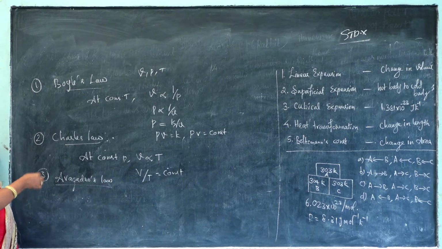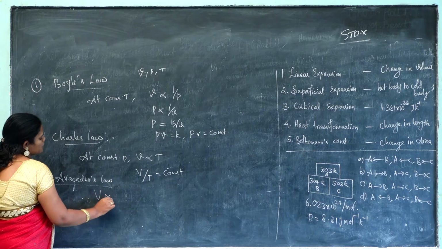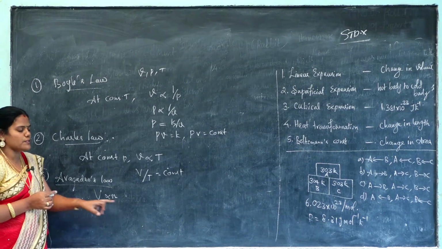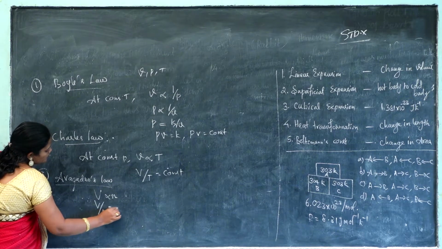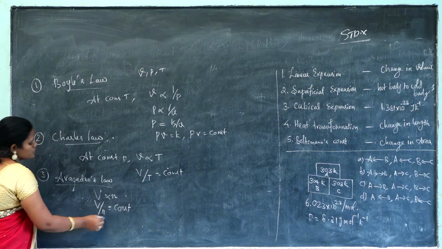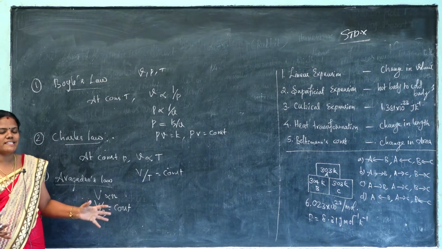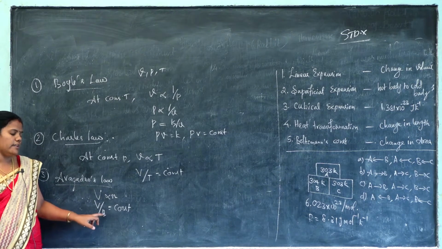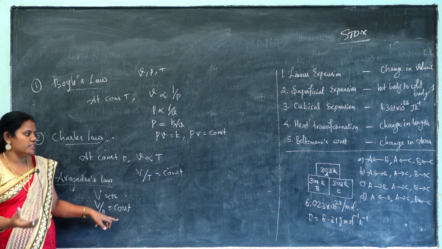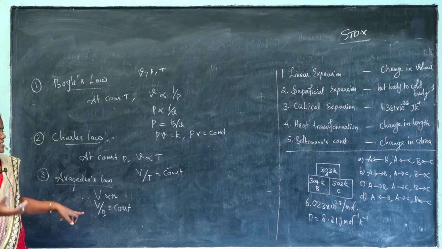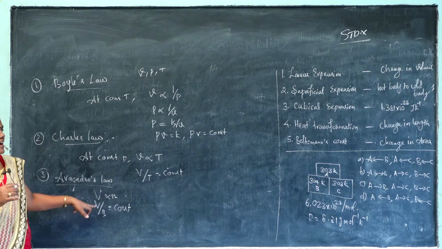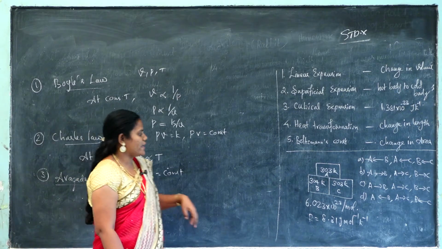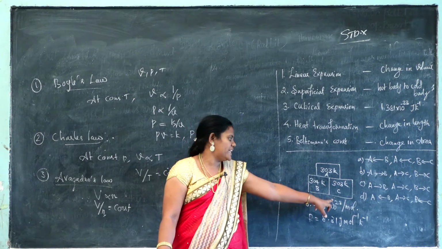Avogadro's law: at a constant temperature, V is directly proportional to the number of molecules present in the substance. So V by N is equal to constant. N is the number of molecules present in the substance, any gas or liquid. For the number of molecules, we have to use Avogadro's number. What's the value of Avogadro's number? 6.023 times 10 power 23 per mole.